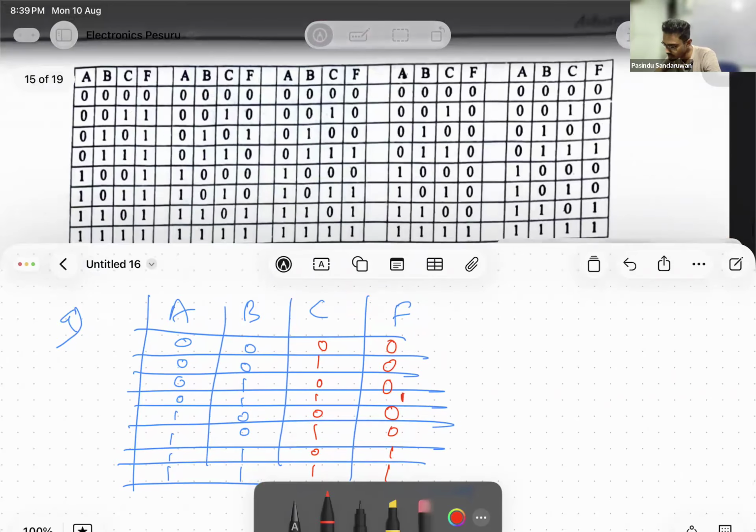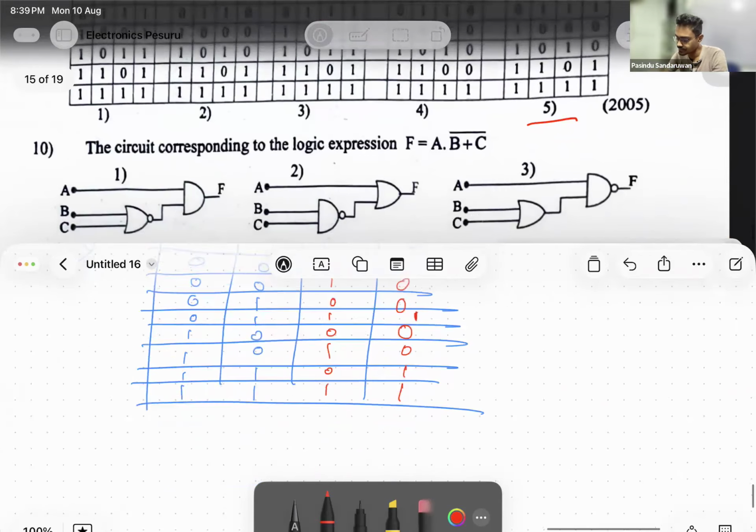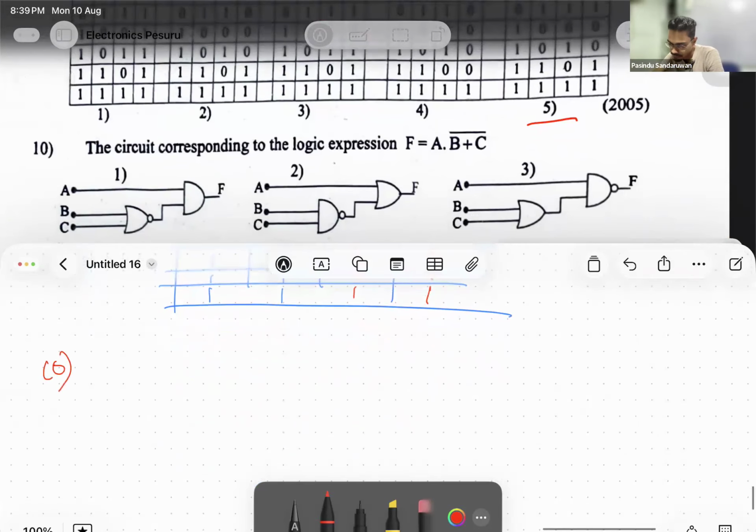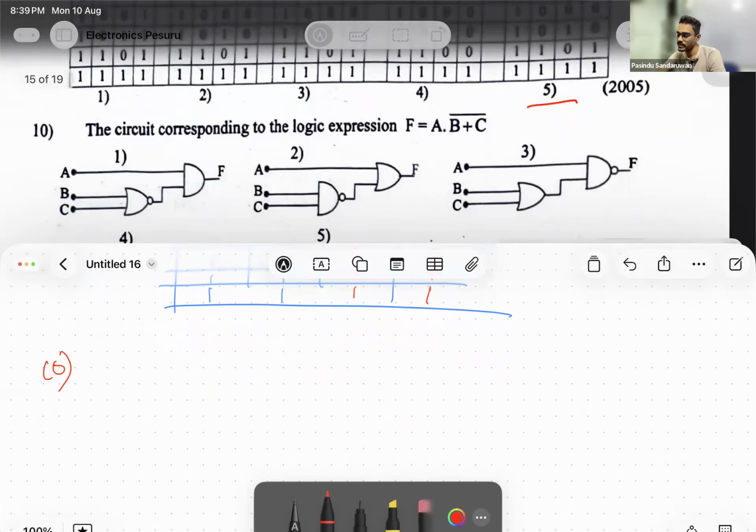Right, that is in 5. That is in 5. 10. The circuit corresponding to the logic expression A dot B plus C, right?